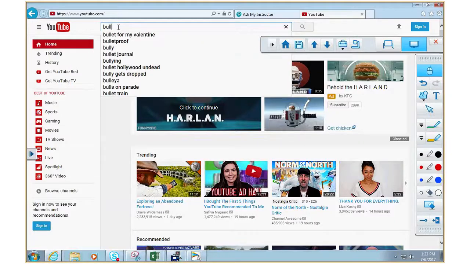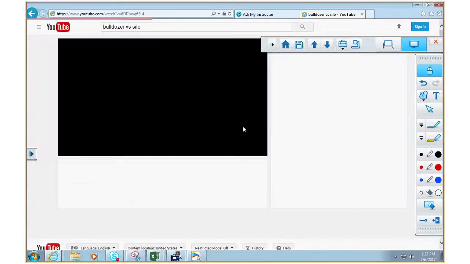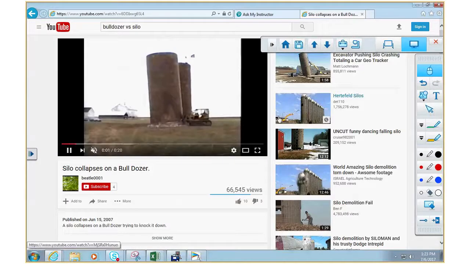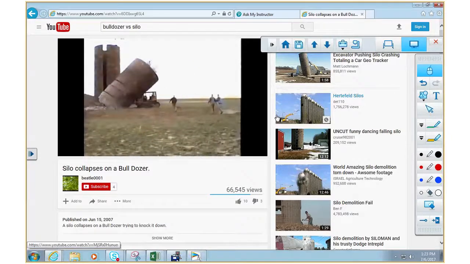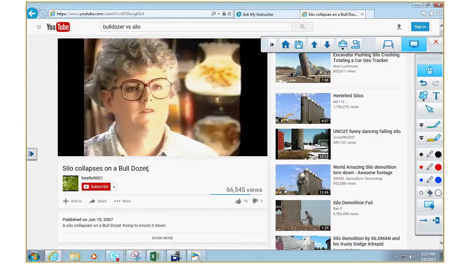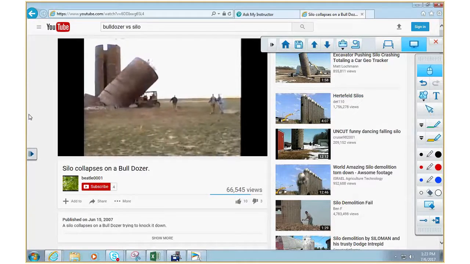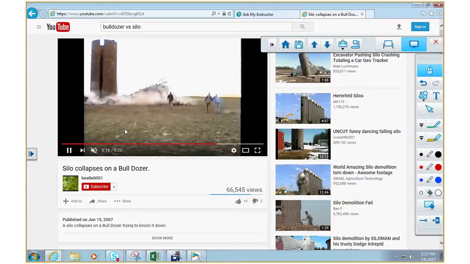Bulldozer versus silo. There he is. Oh yeah. Yeah, let's push this down. Oh, tree. What an idiot. Walter. Shh. Walter spends 99% of his time on YouTube.